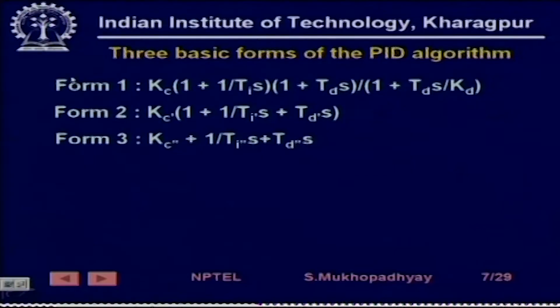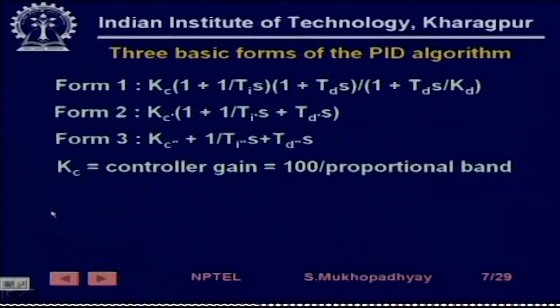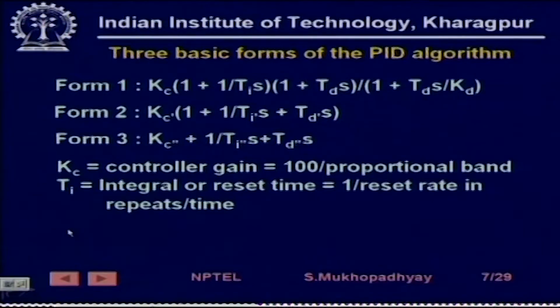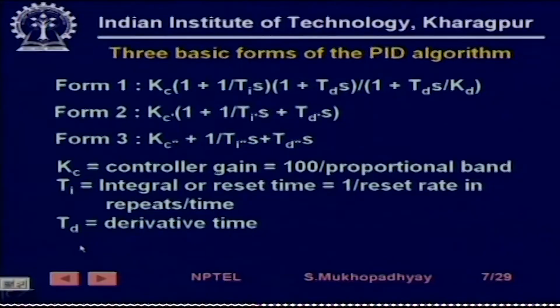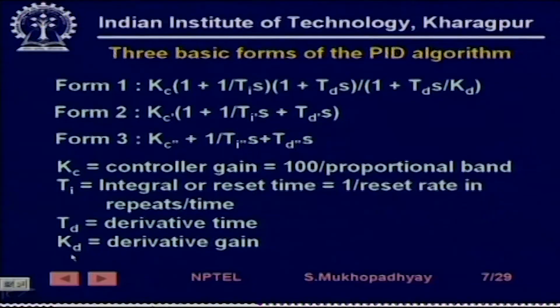Typically if you ask an electrical engineer, he would like to see it in this form. While chemical process engineers will probably use this form and these two forms. So, as we know, in this Kc, Kc dash, Kc double dash all stand for controller gain, Ti is integral or reset time or 1 by reset rate, and Td is derivative time, and Kd is derivative gain, right. So, sometimes here we have a Kd. This Kd is used for a certain purpose, we will discuss it right now.